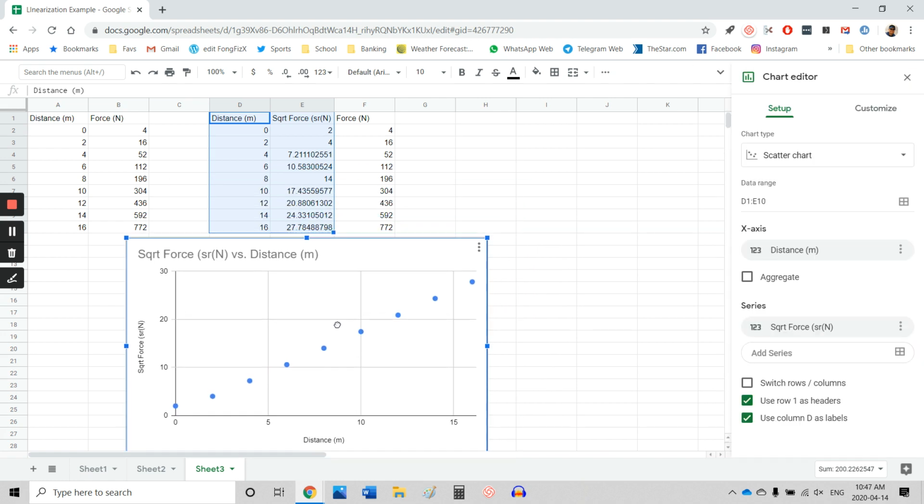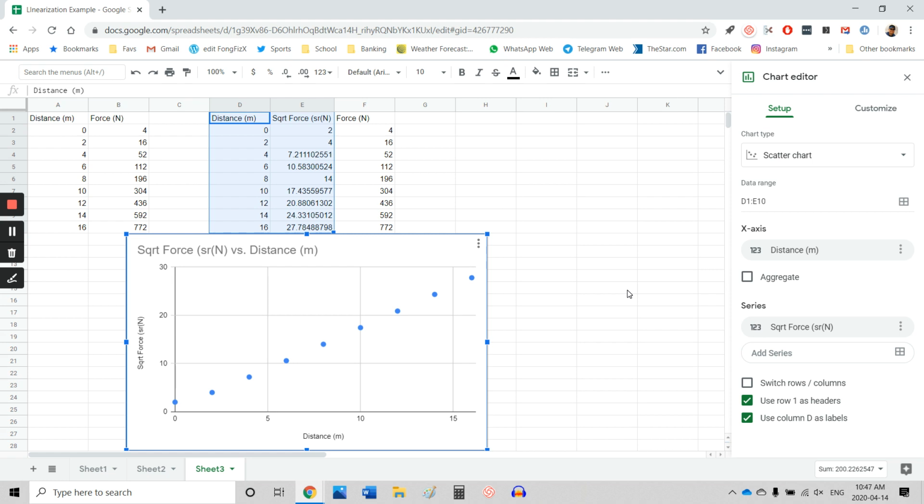So this is another check that you can do. So you don't always have to manipulate the x value. You can also manipulate the y value. I prefer this way actually because you can see that y is proportional to x.